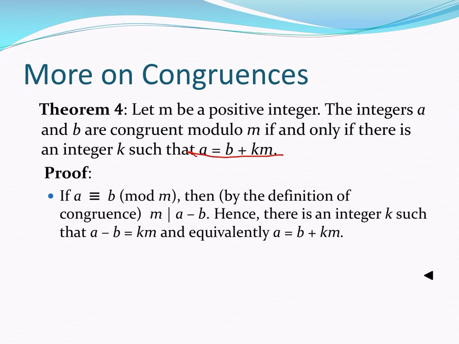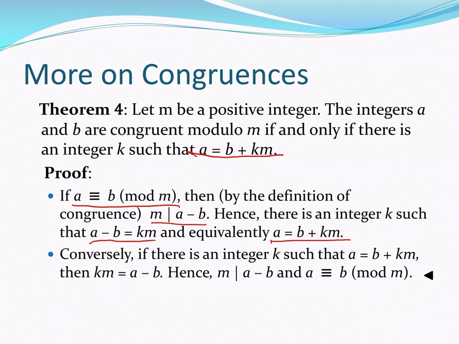If we assume the first claim, a is congruent to b mod m, then by definition of congruence, m divides a minus b. And then by the definition of divides, a minus b is equal to k times m. And then if we add b to both sides, we get a equals b plus km. Going the other direction, if we assume that a is equal to b plus km, then km is equal to a minus b, so m divides a minus b, and therefore a is congruent to b mod m.